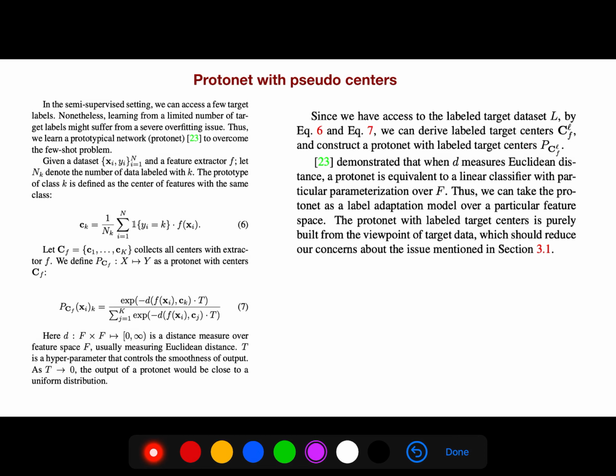So we just draw inspiration from that few-shot learning article, because here we can create some prototypes for each class, for example, class K. So C sub K collects all the centers with extractor F. It's a very simple, intelligent way. If you have clustering in your mind, then you understand what you are doing. So we have some clusters in our mind. We define P as a protonet with centers.